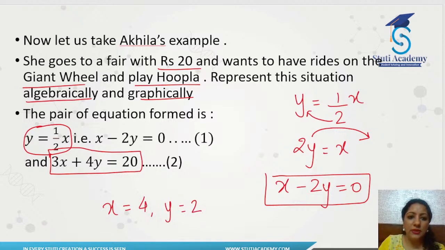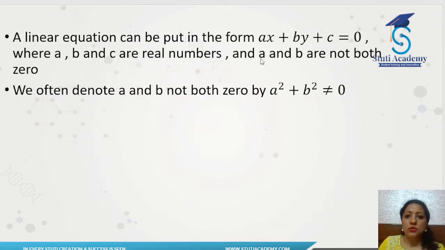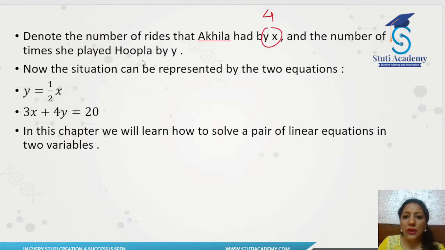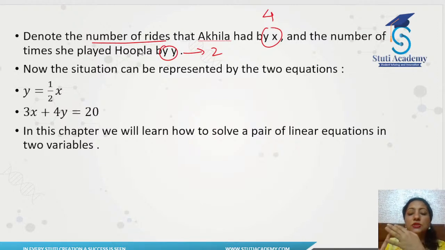So coming back to this, what did we take x as? We took x as the number of rides. So she took 4 rides. So this is x is equal to 4 and y is equal to 2. Akhila had 4 rides and the number of times she played hoopla is 2. So finally we can say that she enjoyed the rides 4 times. She played hoopla 2 times. And in all she had spent 20 rupees. So this is satisfying this entire situation.